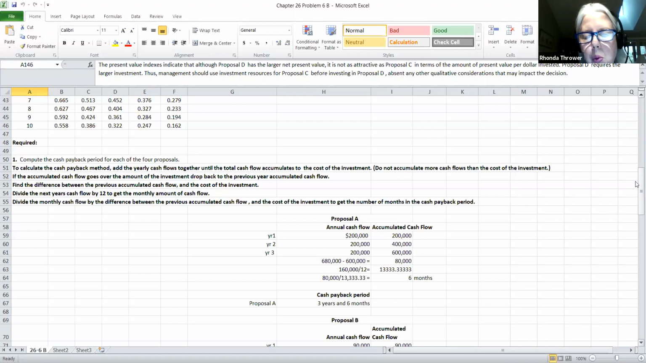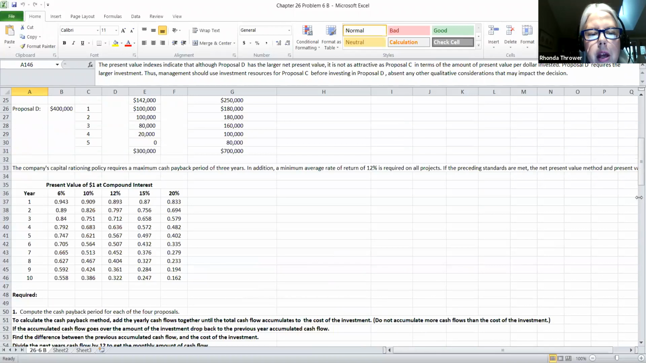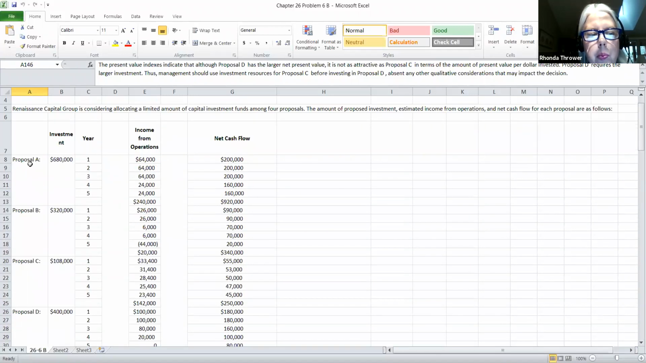We're going to do this for each of the 4 proposals. I'm going to start with proposal A, and with year 1, the annual cash flow amount. Remember, that was given. Year 1's annual cash flow for proposal A was $200,000.